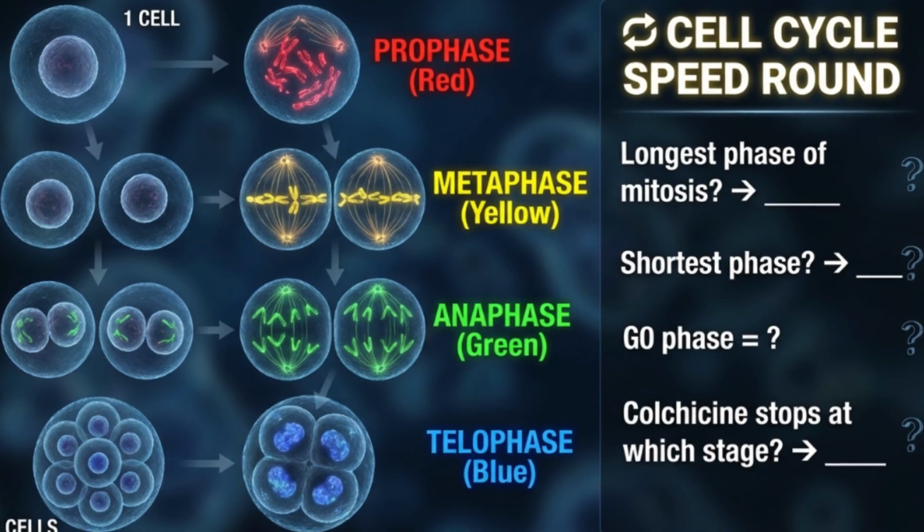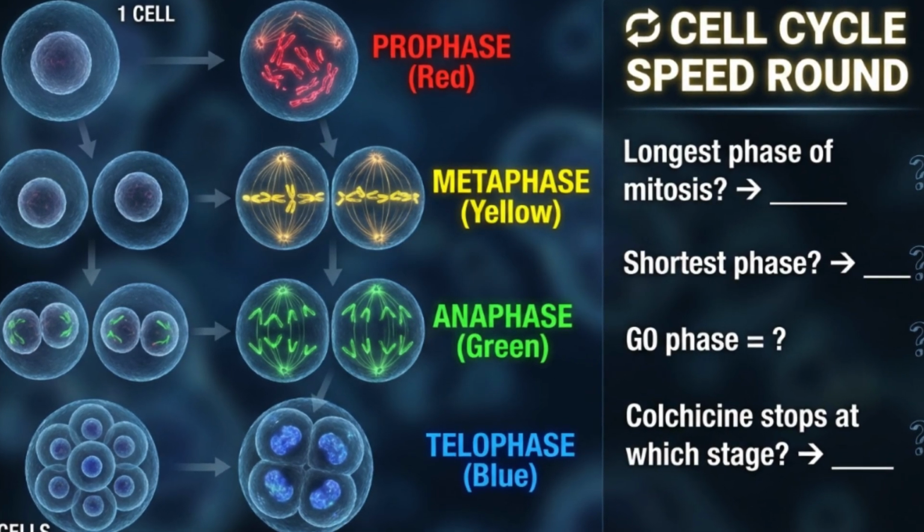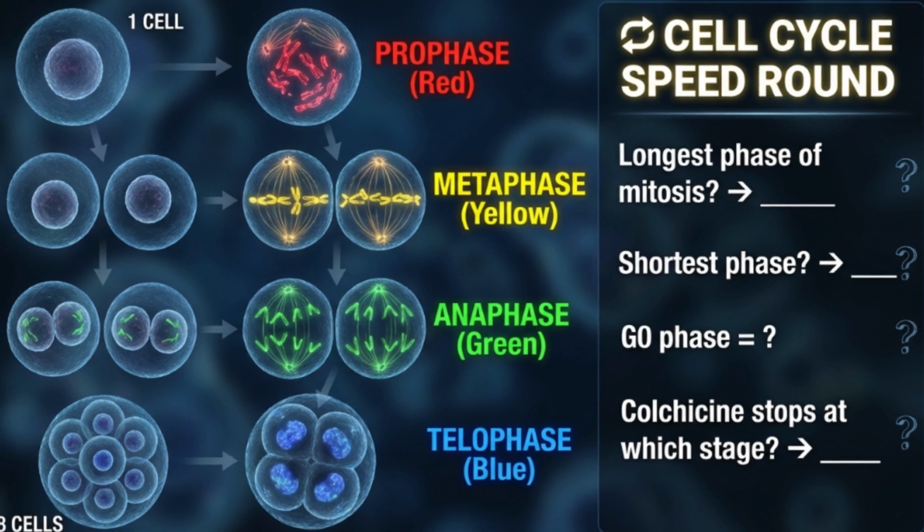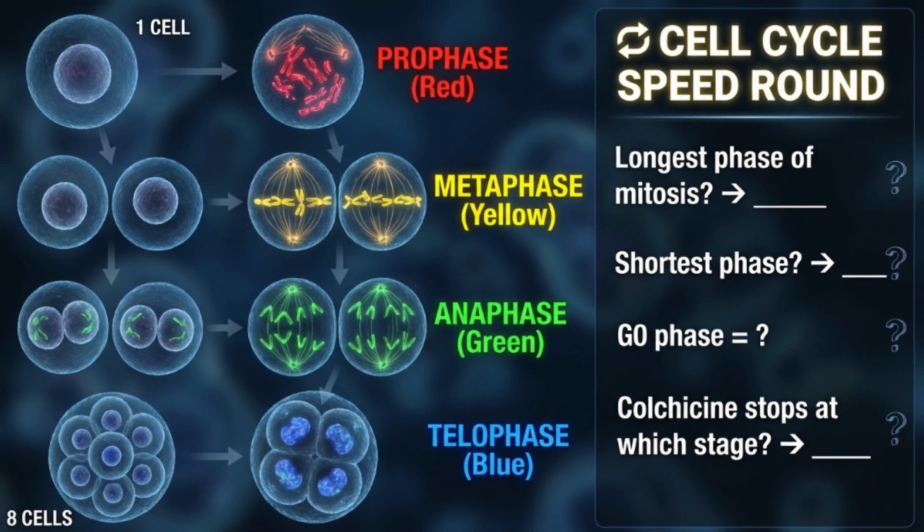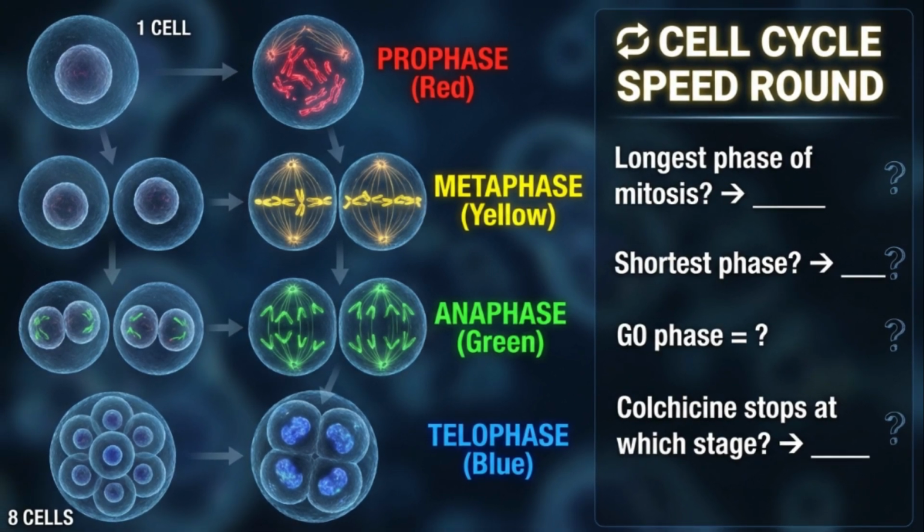Fifth trap question, cell cycle and cell division, rapid fire. Longest phase of mitosis, prophase. Shortest phase, anaphase. G0 phase, cells that have exited the cell cycle and are in a non-dividing quiescent state, like neurons. Now, the classic NEET trap, colchicine. What does colchicine do and at which stage does it arrest the cell?